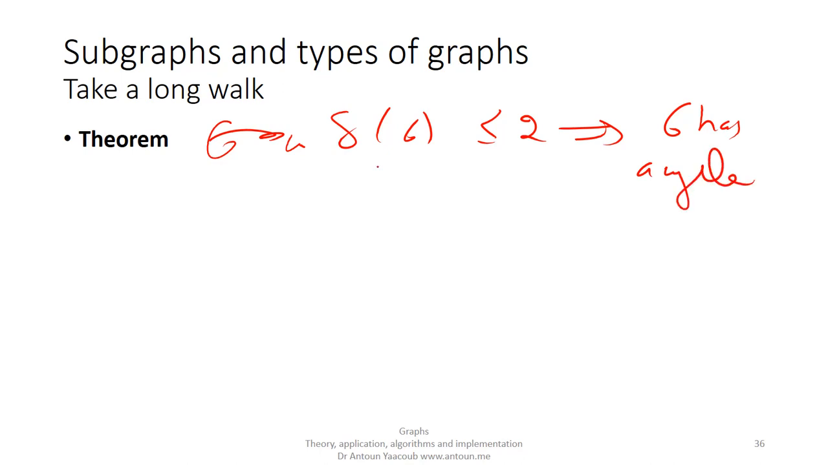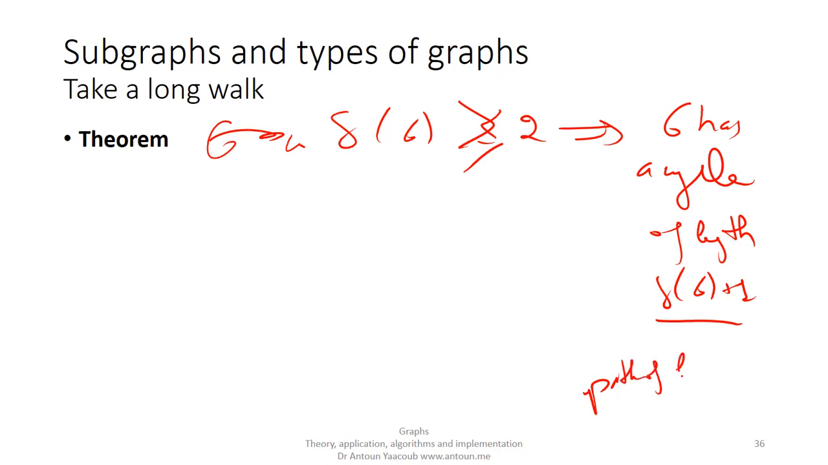So also we know that if delta is greater or equal to 2, then it has a cycle. So we know it has a cycle of length delta plus 1, and it contains a path. So G has a cycle of length small delta plus 1, which is the minimum degree plus 1, and it has a path of length delta. So whenever a graph has minimum degree greater or equal to 2, I can have these: a cycle of length delta plus 1 and a path of length at least 2, equal to delta.